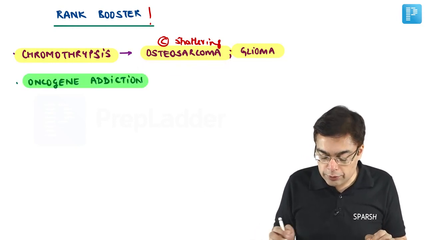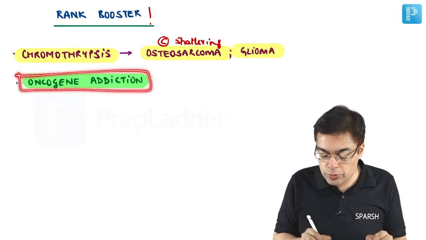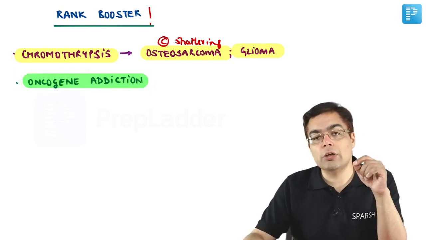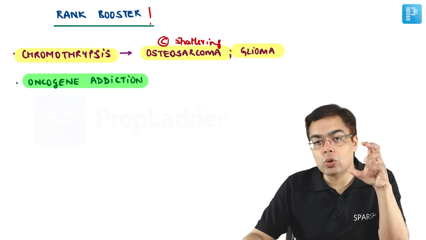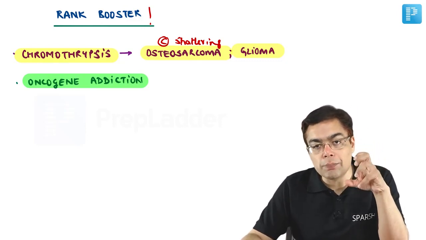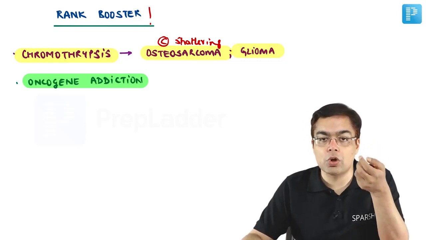A second important example of a high-yield concept given in the book is oncogene addiction, which talks about the fact that tumor cells are totally dependent upon the protein product which is produced because of fusion of a gene.